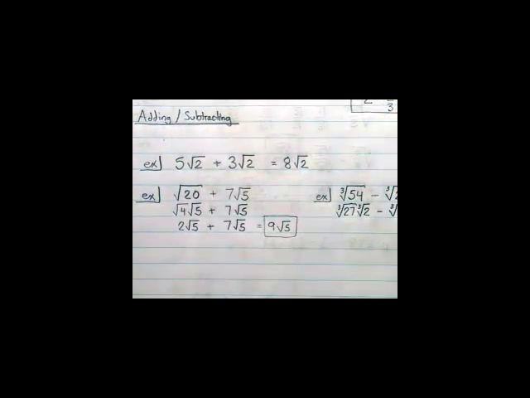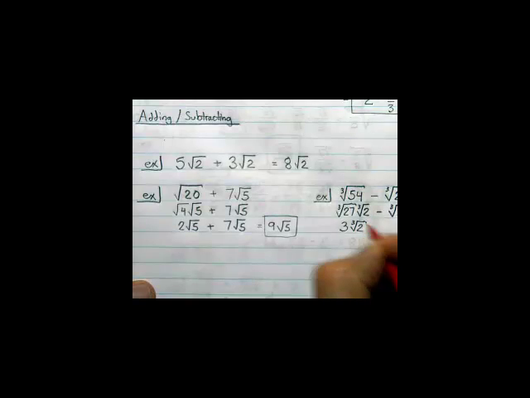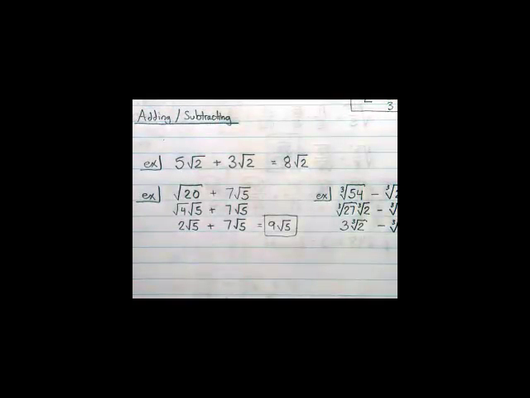All right, so I can take the 54 down. What's the cube root of 27? 3. So I have 3 cube root of 2 minus cube root of 2. Nope, it's 2 cube root of 2. Think of it as a variable. I got 3 of them, I'm taking 1 away. How many are there? 2, right? So 2 cube root of 2.